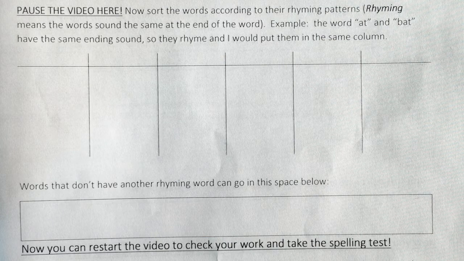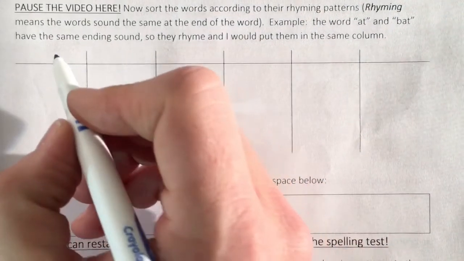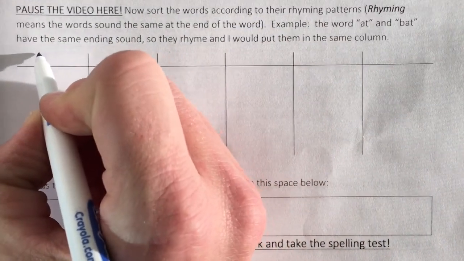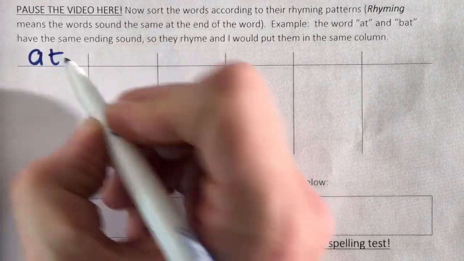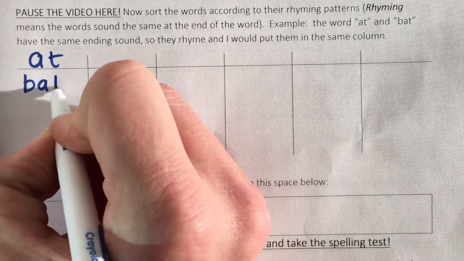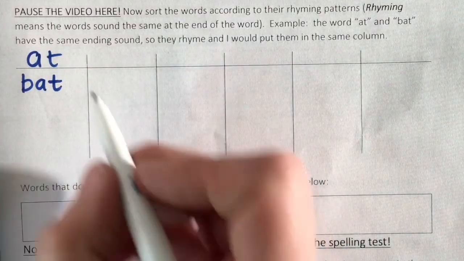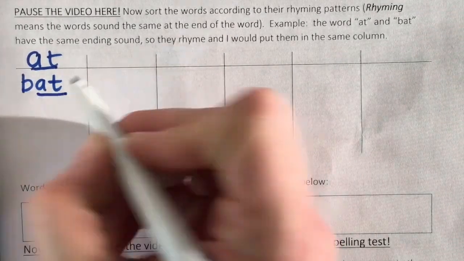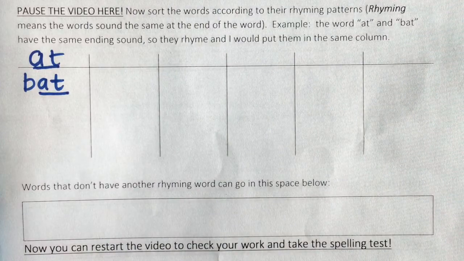All right, the directions say to sort the words according to their rhyming patterns. Rhyming means the words sound the same at the end of the word. Example, the word at and bat have the same ending sound, so they rhyme, and I would put them in the same column. I'm going to do that now. I'm going to put the first word at above the line, and I'm going to put the next word that rhymes with it, bat, below the line. Notice that they have the same ending sound and the same spelling.